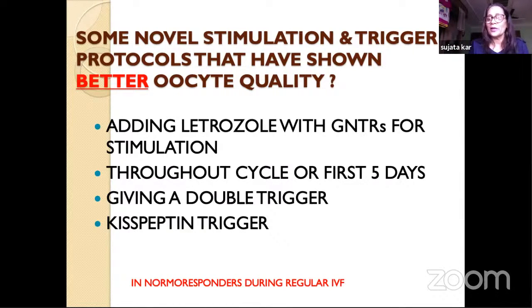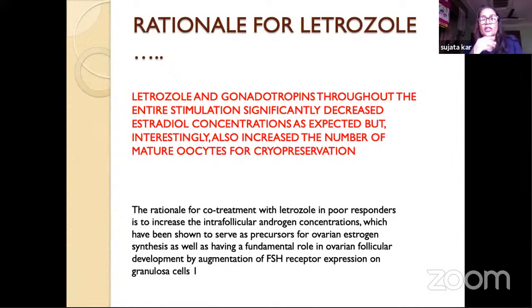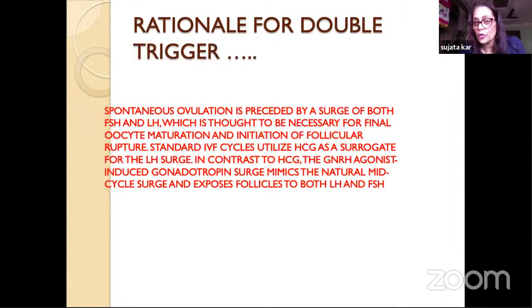We don't do all these things. We don't give letrozole. We just stimulate them with gonadotrophins. We don't give a double trigger. If they are fine normal responders, we just give them an HCG, and Kisspeptin, of course, is not yet out there in the market everywhere. So the rationale for giving letrozole in every stimulation cycle is that letrozole and gonadotrophins throughout the stimulation cycle can significantly decrease estradiol concentrations as expected, but interestingly also increase the number of mature oocytes for cryopreservation. So obviously, if you give letrozole for a longer period of time, you have to have it as a freeze-all cycle. But that is the rationale for doing that.